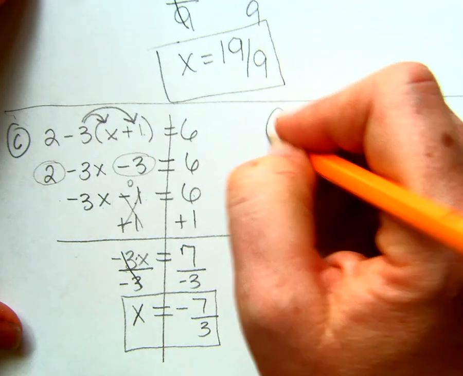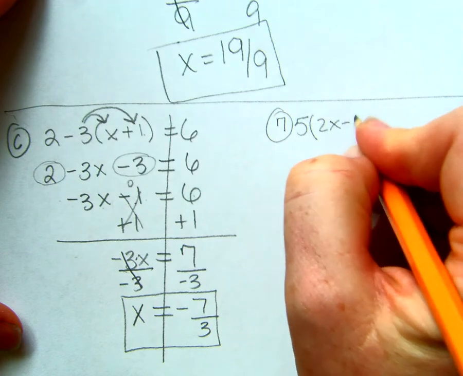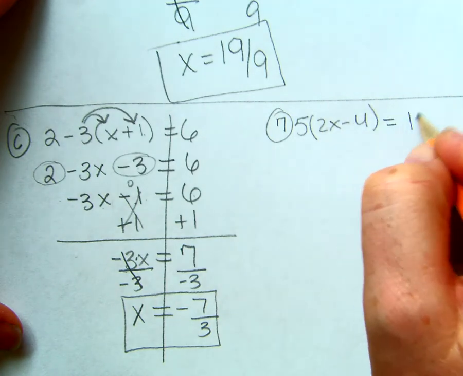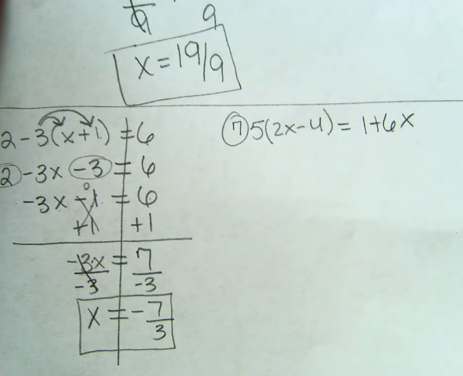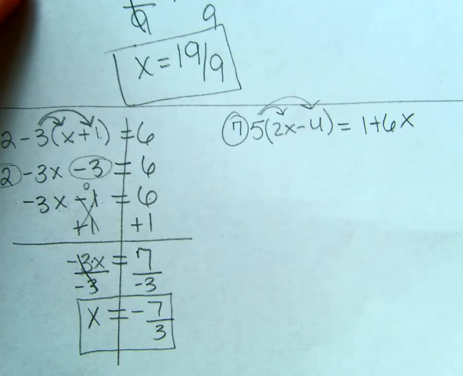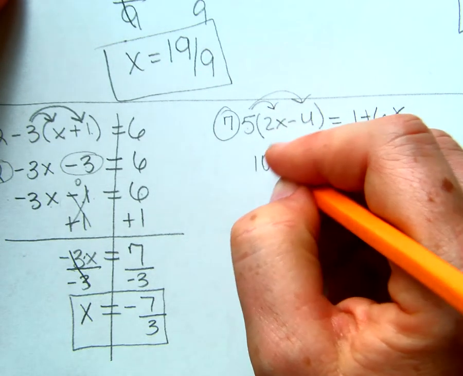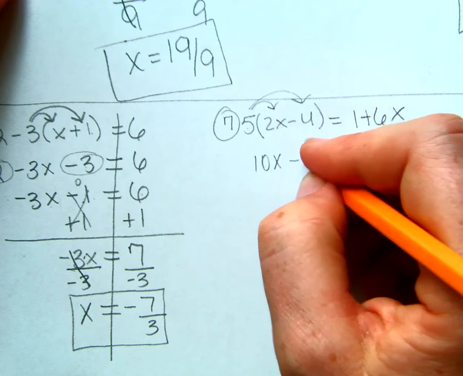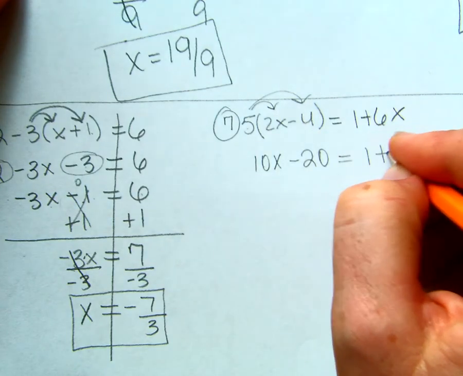Moving on to number 7. We have 5 times 2x minus 4 is equal to 1 plus 6x. Distribute, distribute. Right? So we have a parentheses. If we have a parentheses, we always start there. 5 times 2x is 10x. 5 times negative 4 is negative 20. So 10x minus 20 is equal to 1 plus 6x.